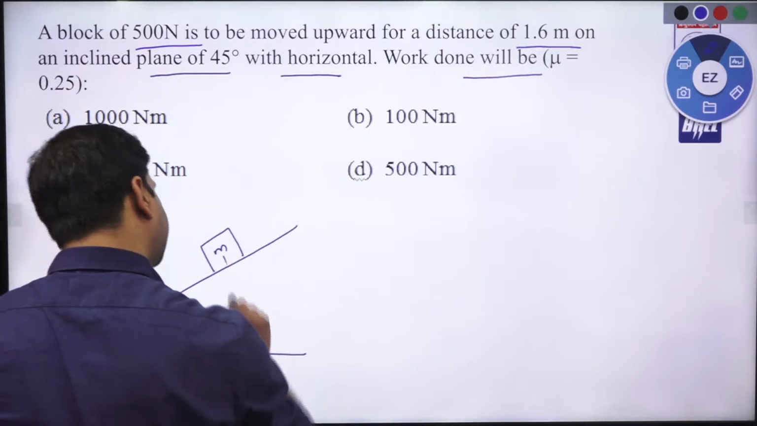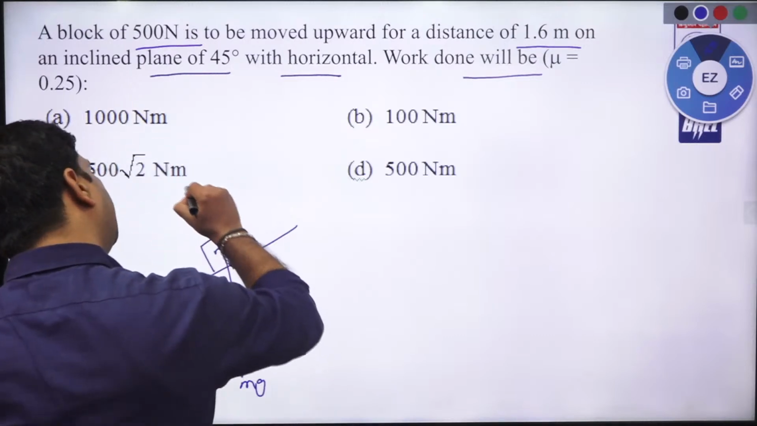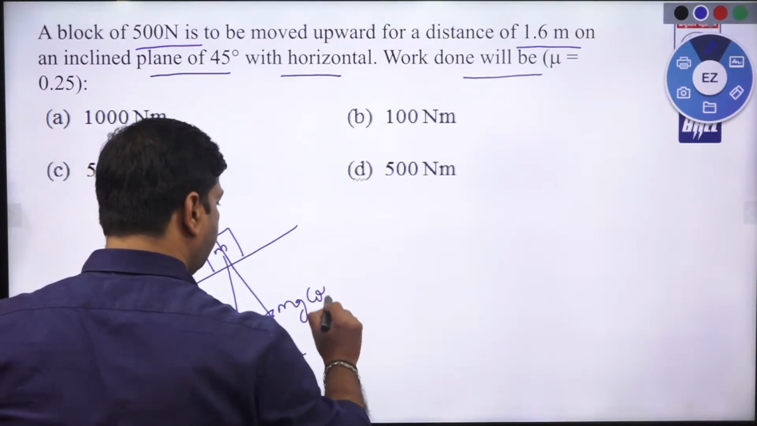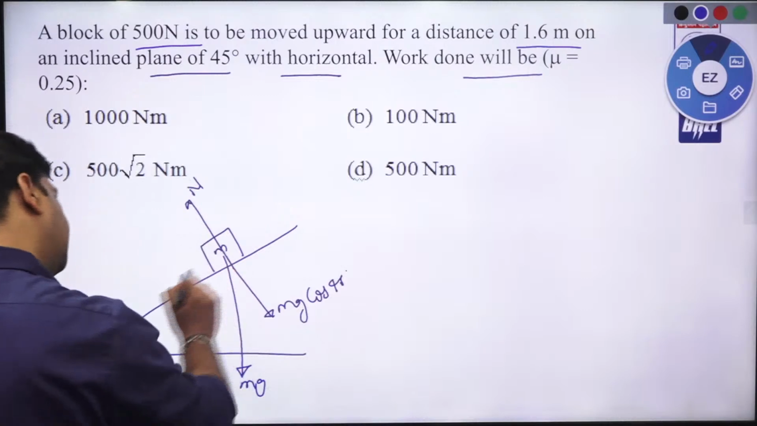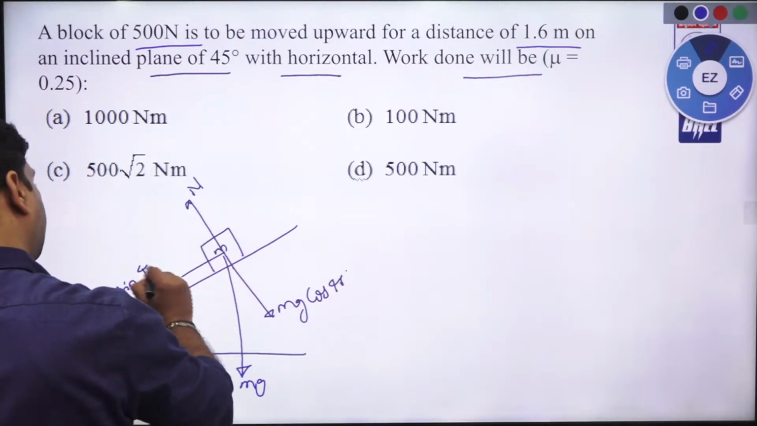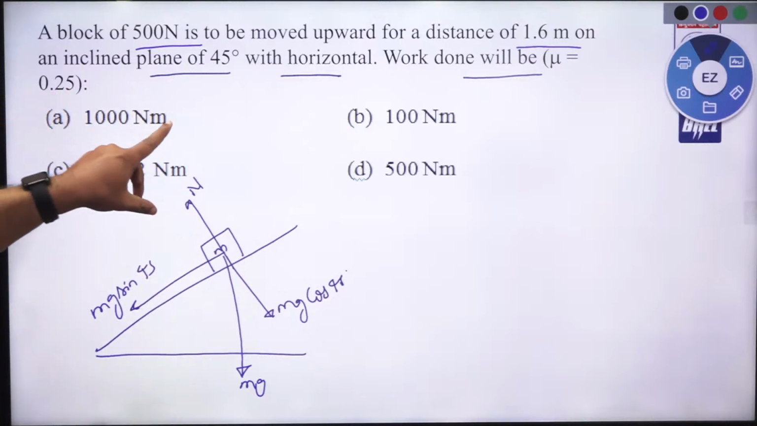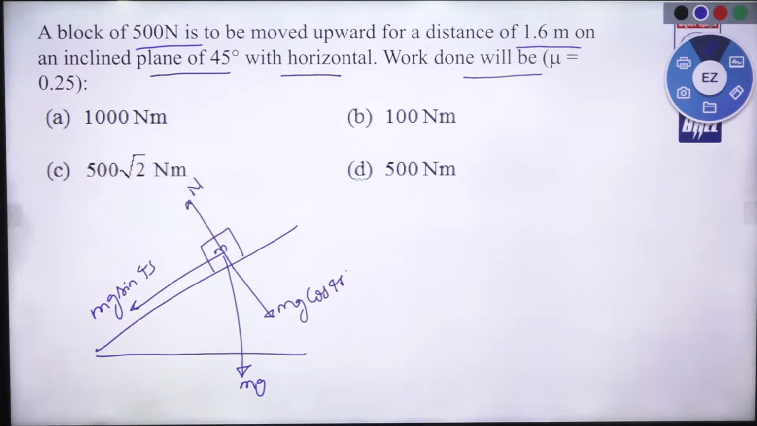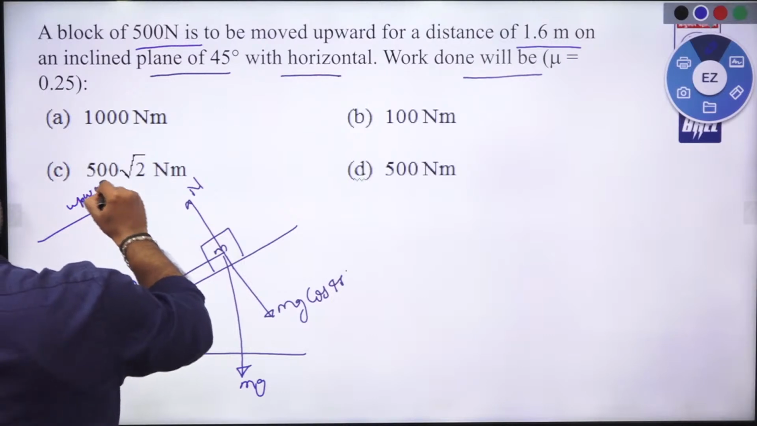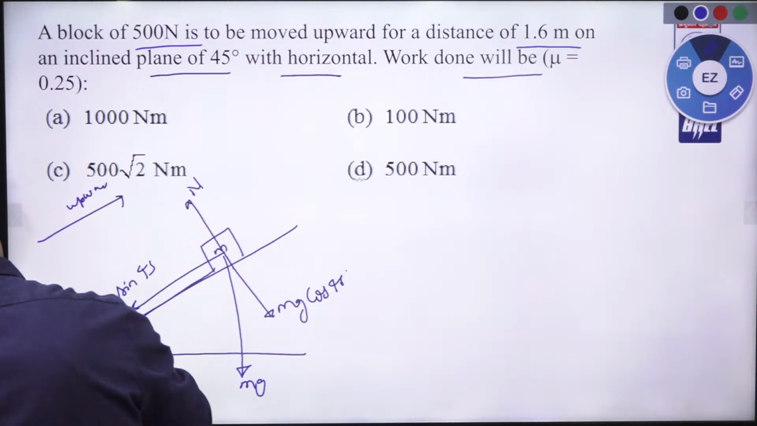This is having the mass, so the mg came to be vertically downward. Normal reaction is like this, and this is mg cos 45 degree. Okay, and this is mg sin 45 degree. Here it is saying that the motion is upward along the incline. Okay, so motion is going to be like this, upward. So the friction force is this, that is mu of n.